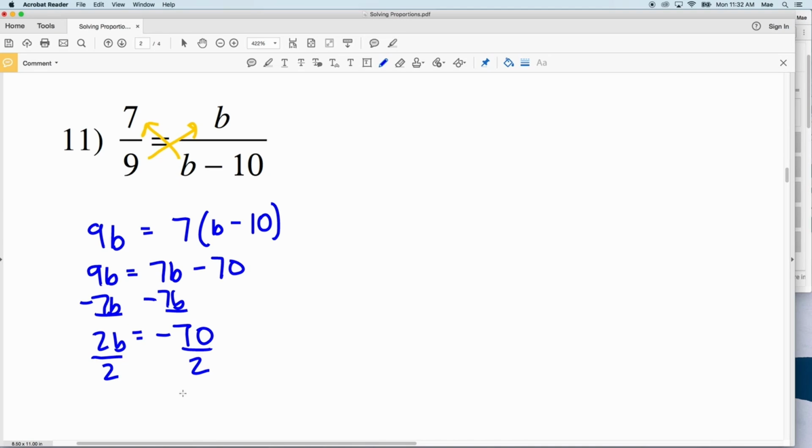After that, we'll divide both sides by 2 to get that b is equal to negative 70 divided by 2. 2 goes into 70 35 times, and a negative divided by a positive is a negative, so b is going to be equal to negative 35.